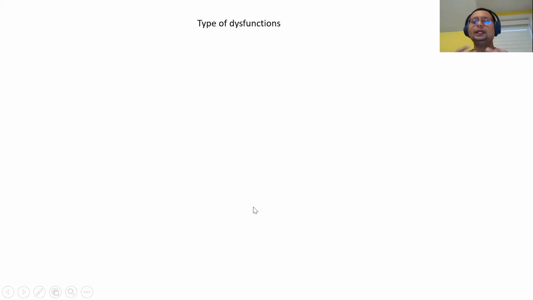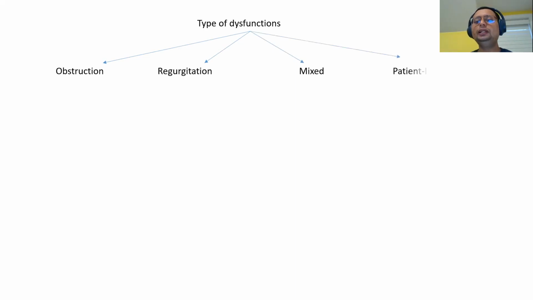So when we assess the valve, let's say when we look at the echocardiogram, number one, we want to see what is the type of dysfunction. What are we dealing with? Are we dealing with a true obstruction? Are we dealing with regurgitation? Are we dealing with mixed obstruction and regurgitation? Are we dealing with patient prosthetic mismatch? Whenever we look at the elevated gradient across the valve, we want to answer: is this obstruction, regurgitation, mixed, or patient prosthetic mismatch? That is what the algorithm will help you to decide.